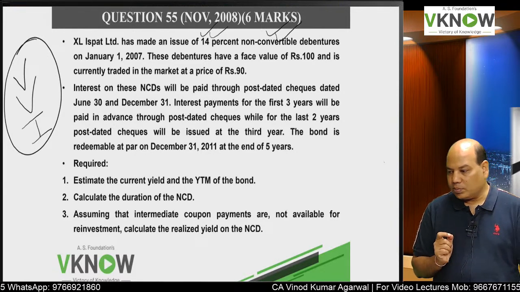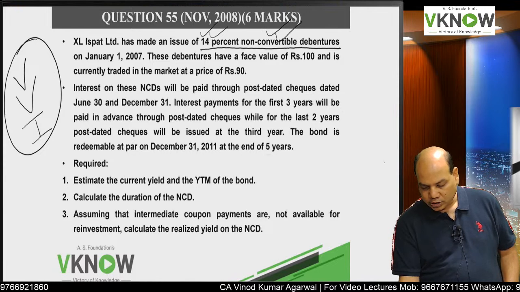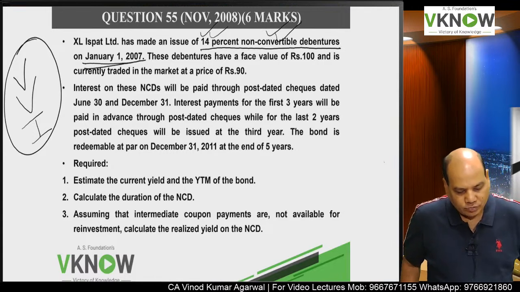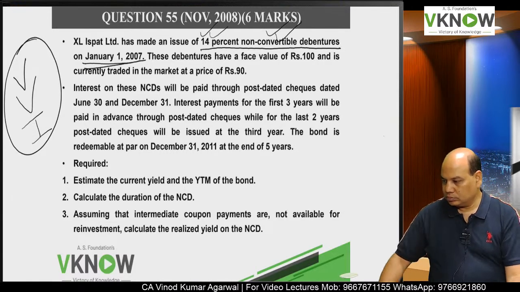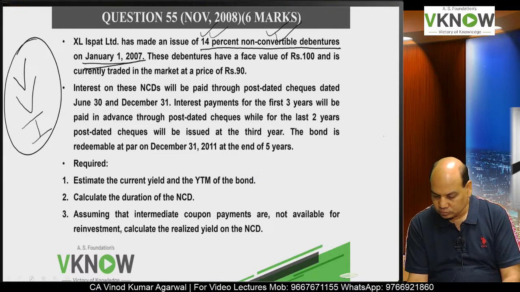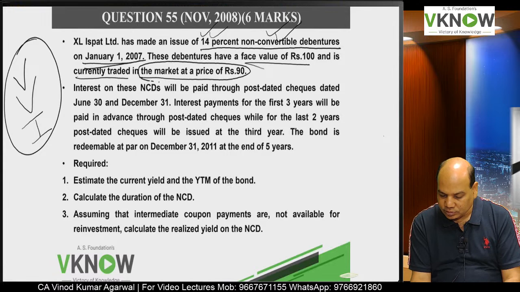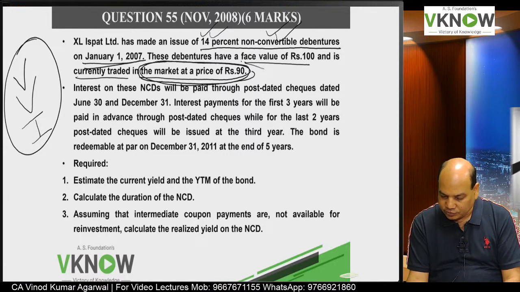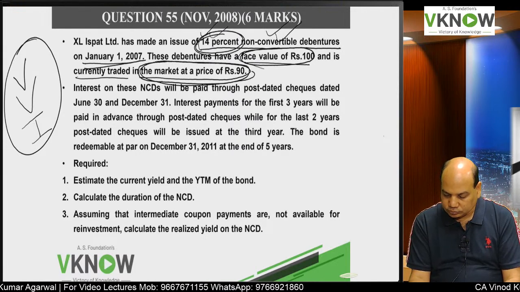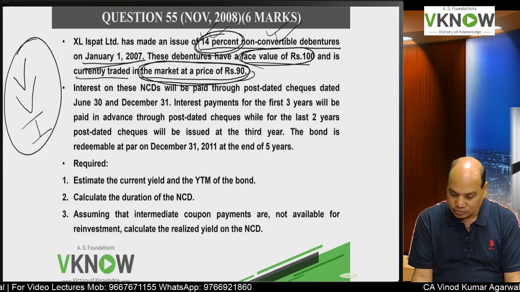Excel Ispat Limited has made an issue of 14% non-convertible debenture on 1st January 2007. These debentures have a face value of rupees 100 and is currently traded in the market at a price of 90 and face value is 100. Coupon rate is 14%. So its YTM must be higher than 14% because it is trading at a discount.